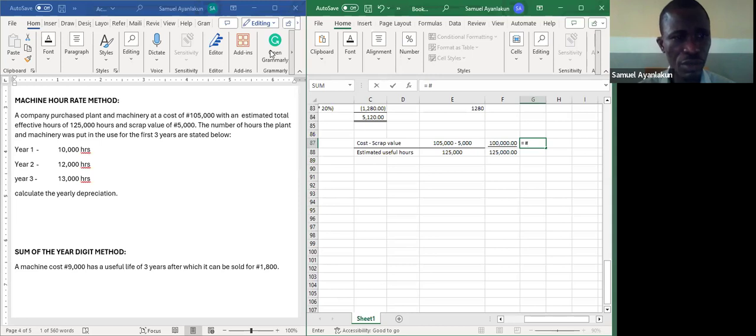The company purchased plant and machinery at a cost of 105,000 with an estimated useful effective hour of 125,000, and it will be sold at scrap value of 5,000. So how much would be the machine per hour? Please, those who are online and those who are on the call, can you please give me the answer for this? 100 divided by 125.